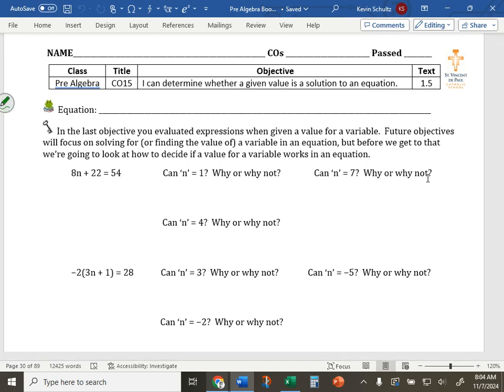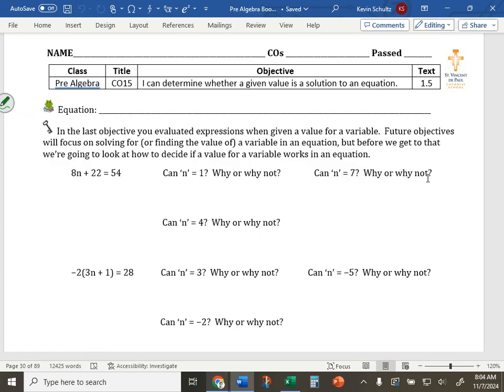To CO15, which is our final step in our ascent to equation solving. We're going to determine whether or not a given value is a solution. This is the checking of your answers that I want you all to be doing when you solve an equation. Math is the most glorious subject for so many reasons. One of them is that you can cheat, and I want you to do it, right?